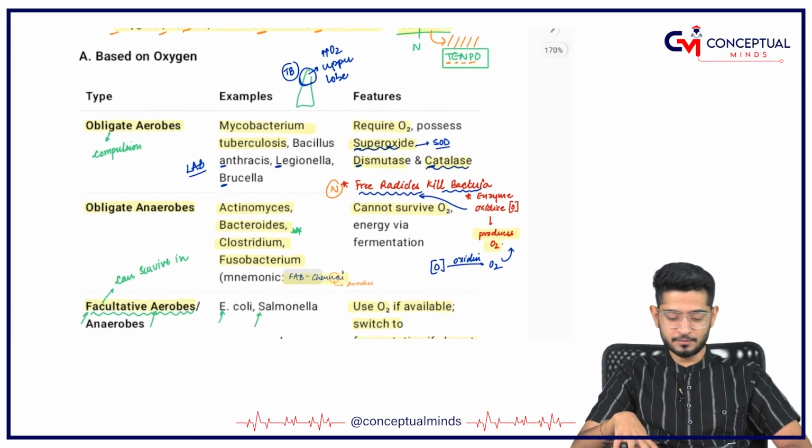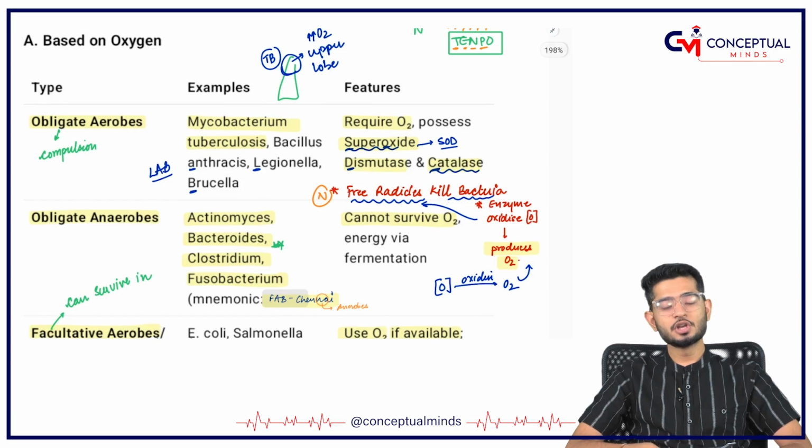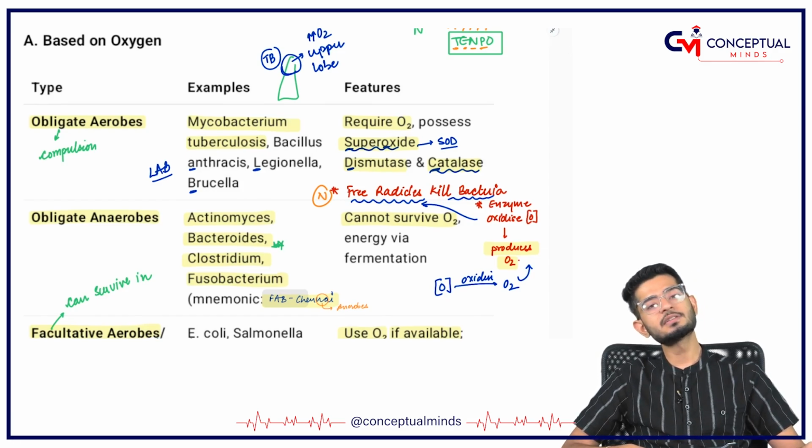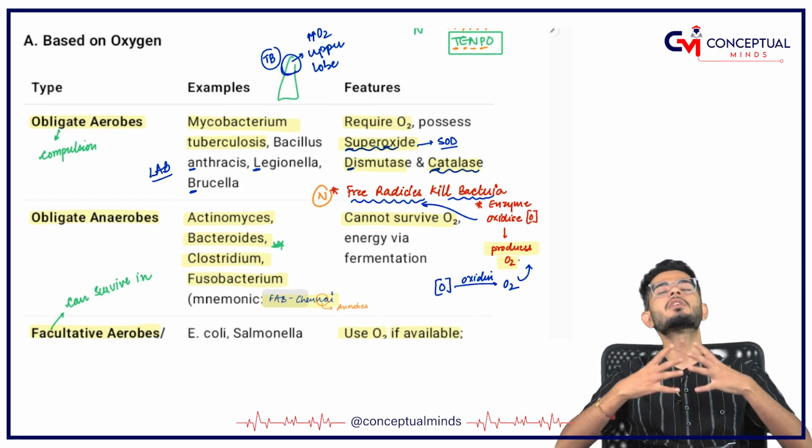Let's discuss one by one. First of all, we will discuss oxygen. So my dear friends, we have some organisms which are obligate aerobes.